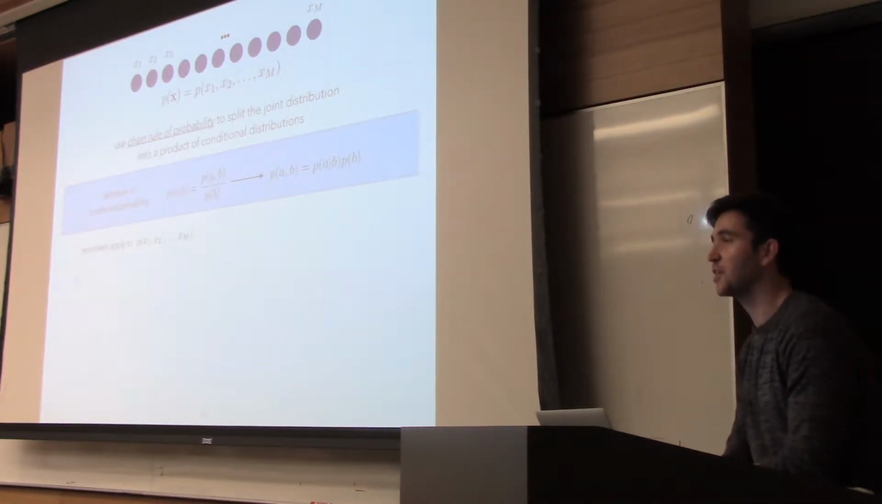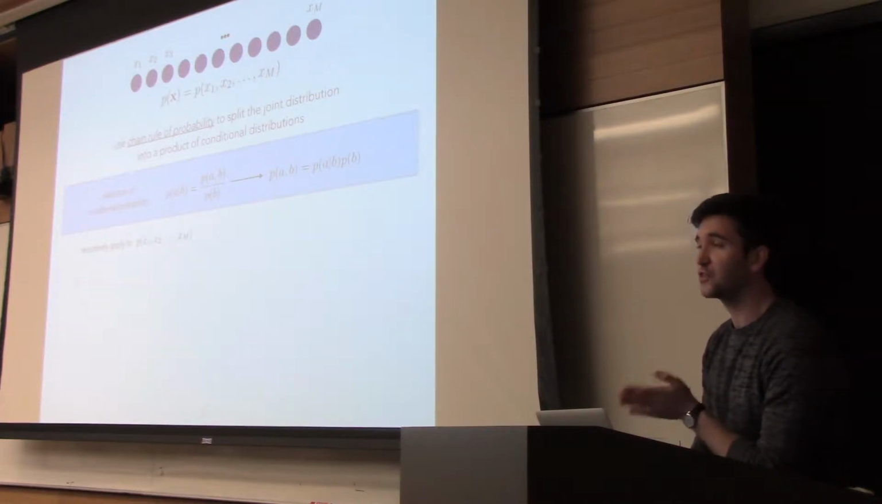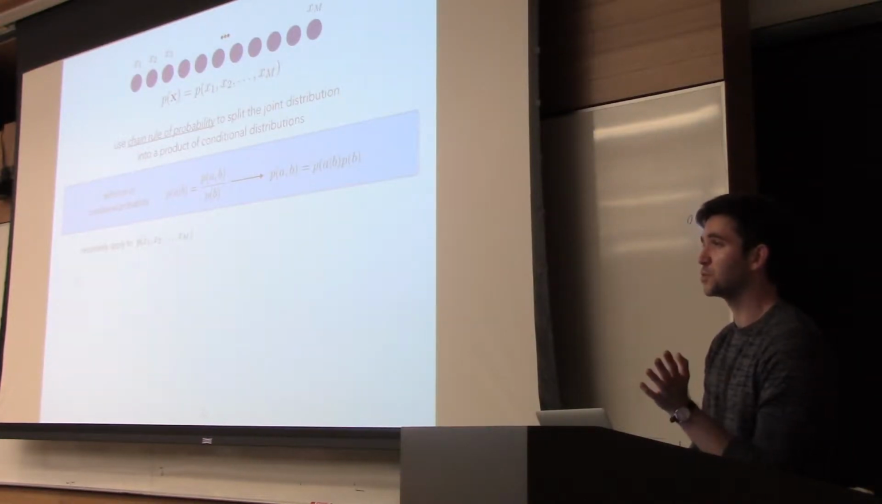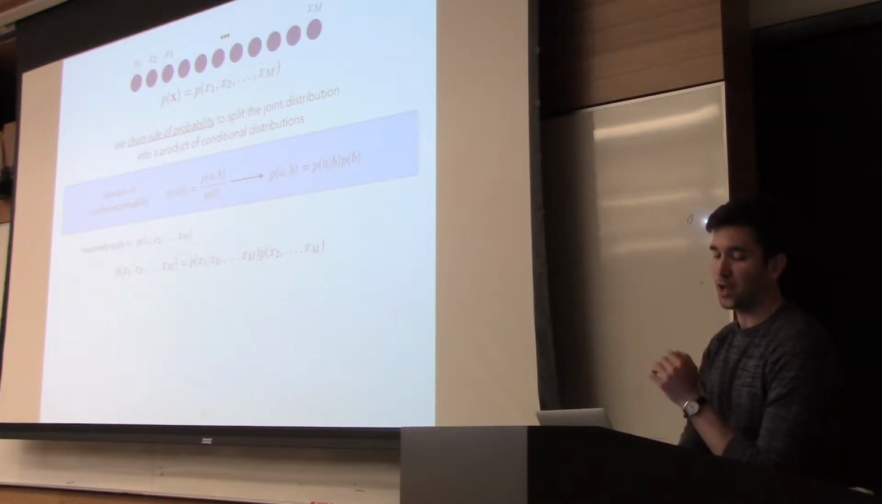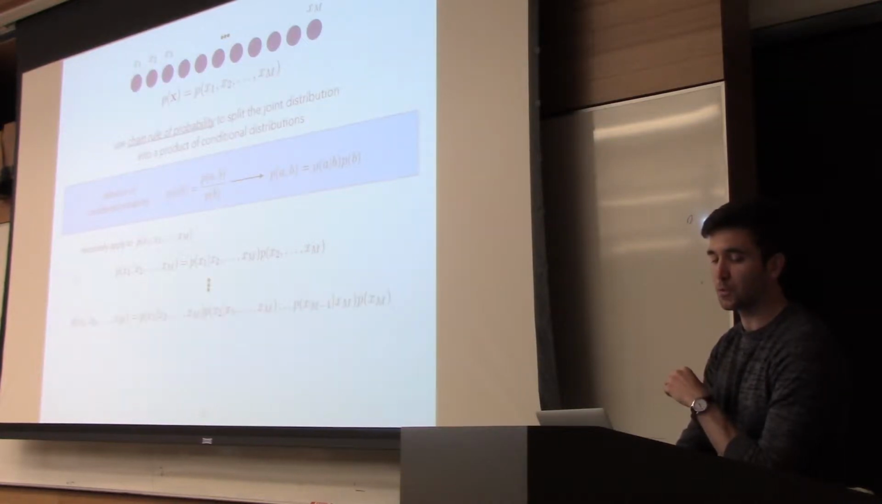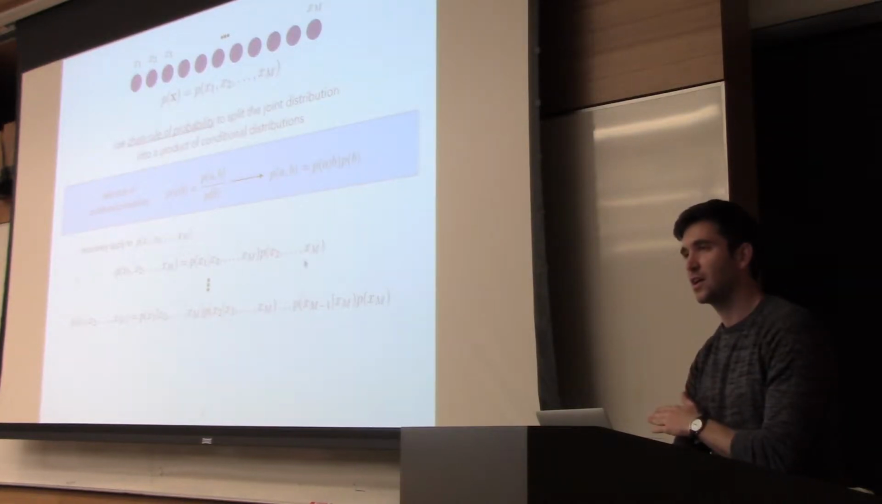And we can apply this definition recursively to any joint distribution. And so at the first stage, we might say, okay, this joint probability distribution over x1 to xm, well, we can write that as x1 given everything else, and then take the probability of everything else.